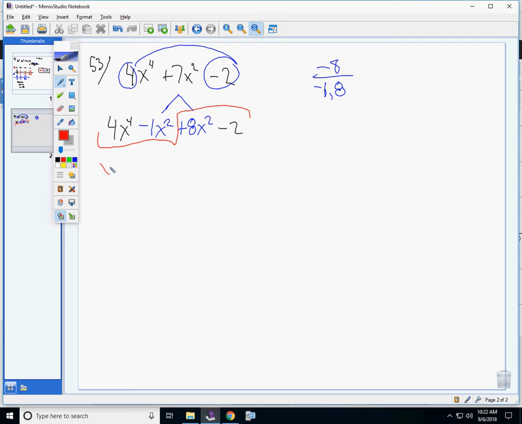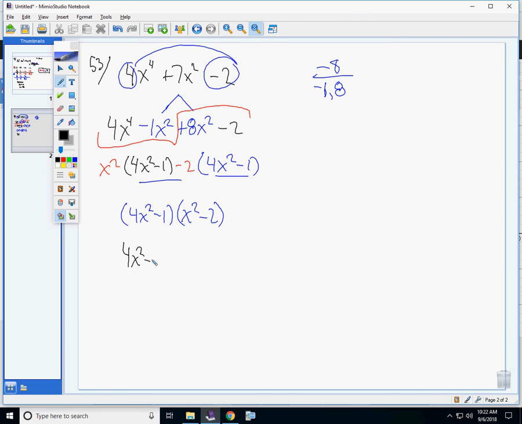I take out an x squared. I'm left with a 4x squared minus 1. Out of the second set, I take out a negative 2. And I'm left with 4x squared minus 1. Notice those are the same, so I take out the 4x squared minus 1 and the x squared minus 2. Now it did say that I am looking for the zeros, so I need to set each one of these equal to 0.